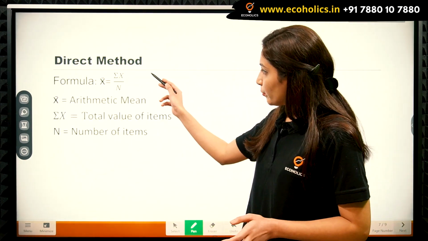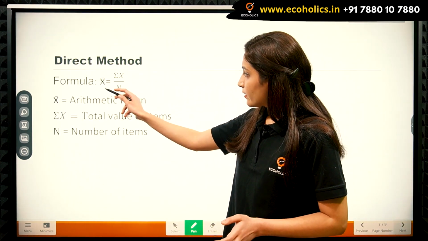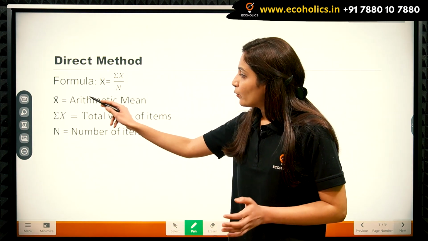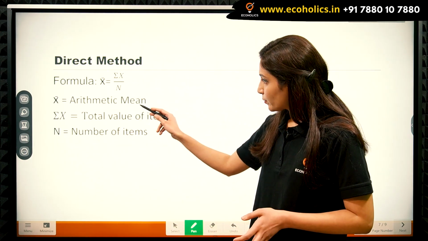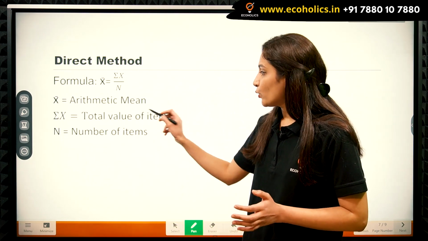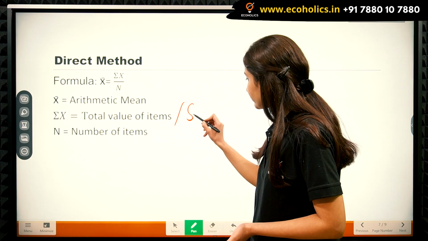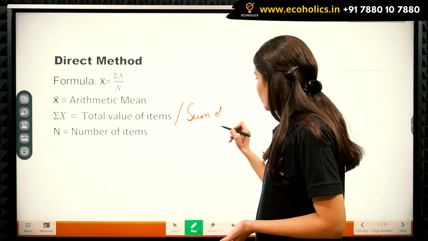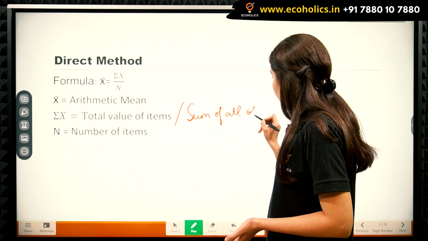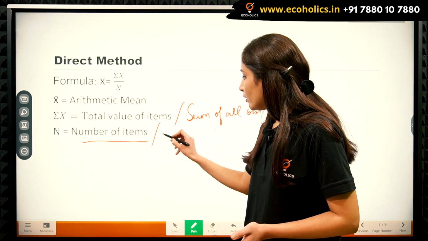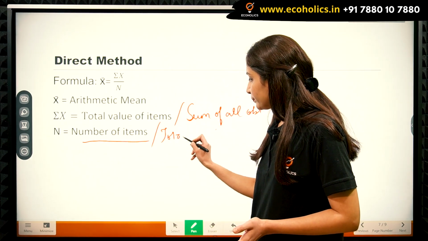In case of direct method, the formula is x bar is equal to summation x by n, where x bar stands for arithmetic mean, summation x stands for total value of items or sum of all the observations, and n stands for number of items or total number of observations.